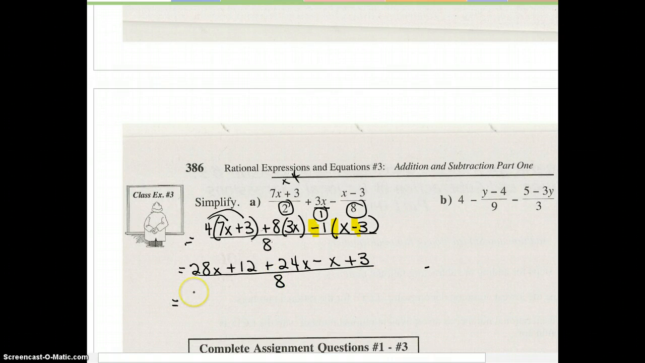You will collect all your like terms, and I really encourage you to do this. I know you're going to copy what I have, but I really do need you to go through and make sure that you can do this step without me leading you.